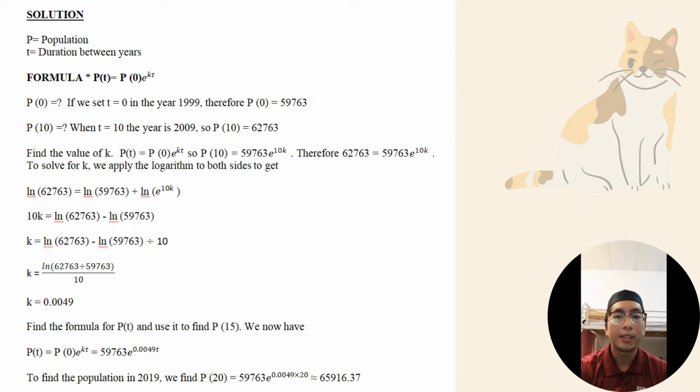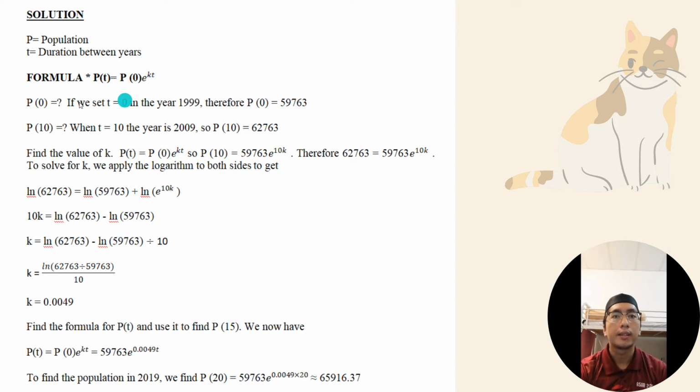So this is the solution on how to solve the question earlier. We use the formula P(t) equal to P0 e to the power of kt. Bear in mind that P represents population, t represents the duration between years, and k is a constant. So we start with P0. What is P0? If we set t equal to 0 in the year 1999, P0 equal to 59,763, which is the population in the year 1999.